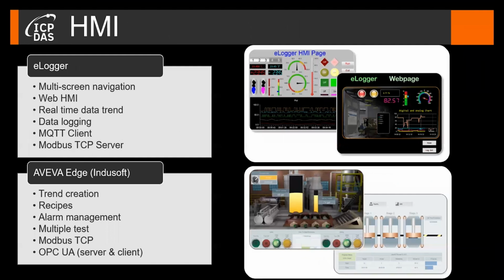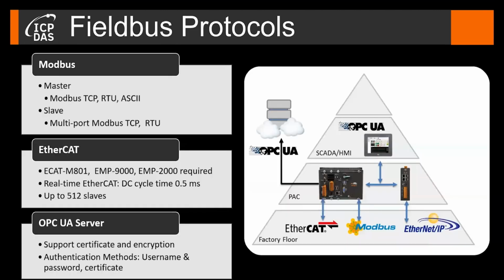The Win-GRAF platform comes with human-machine interface support for designing graphic control interfaces. Currently, 2 HMI versions are available: the E-Logger, which is ICP-DAS's in-house developed HMI software, and Aveva Edge, formerly known as InduSoft. Both PLC and HMI runtime run concurrently on the same PLC platform.